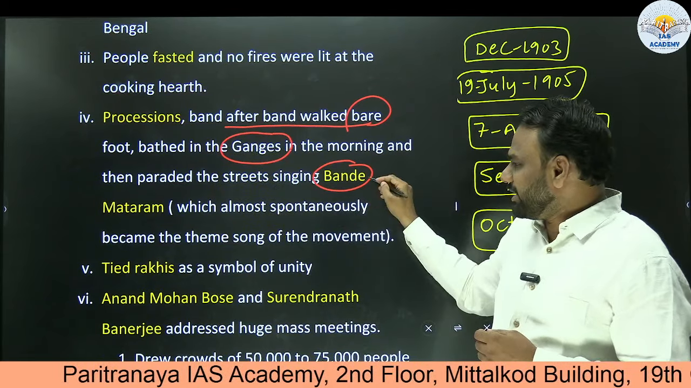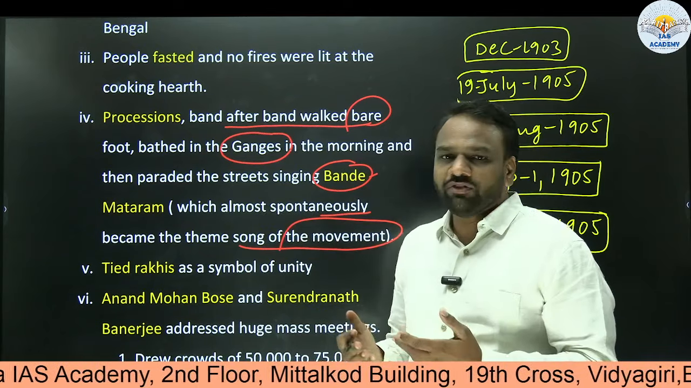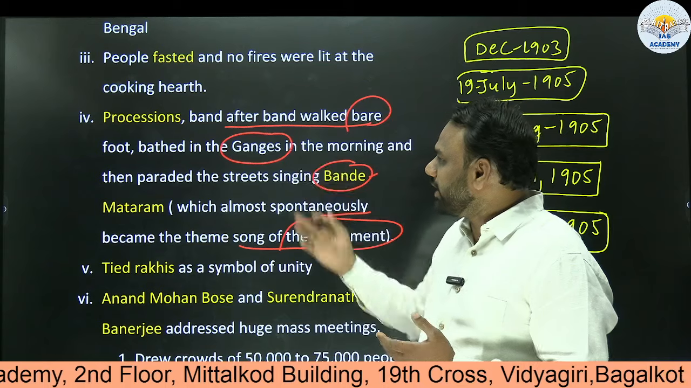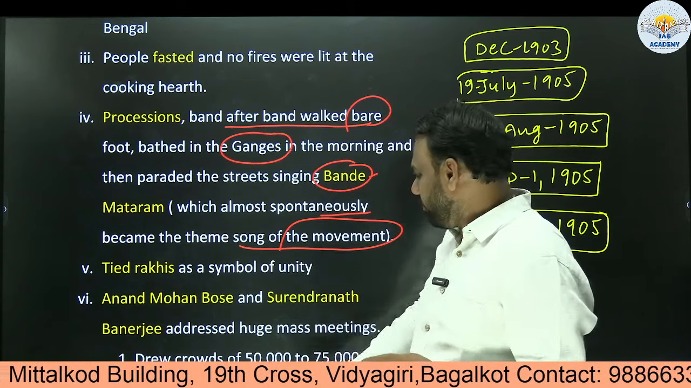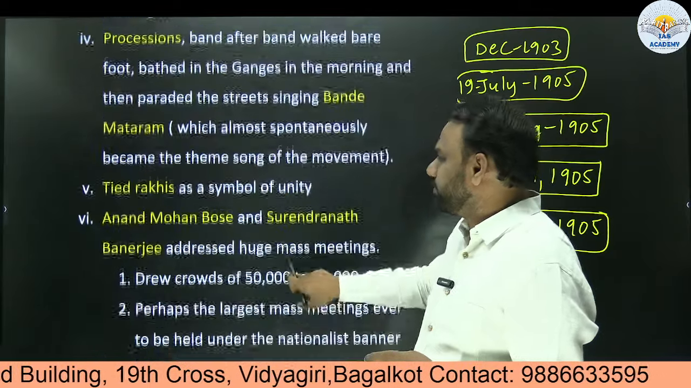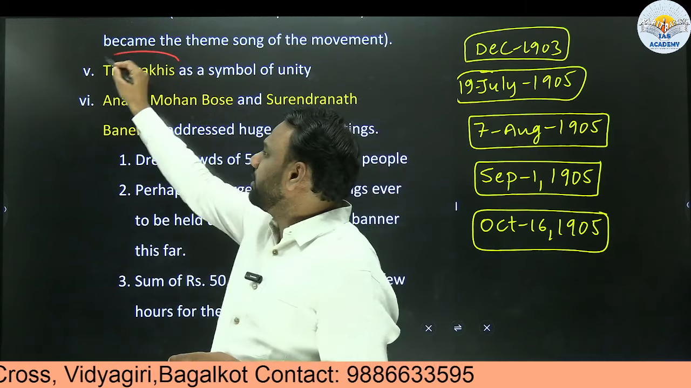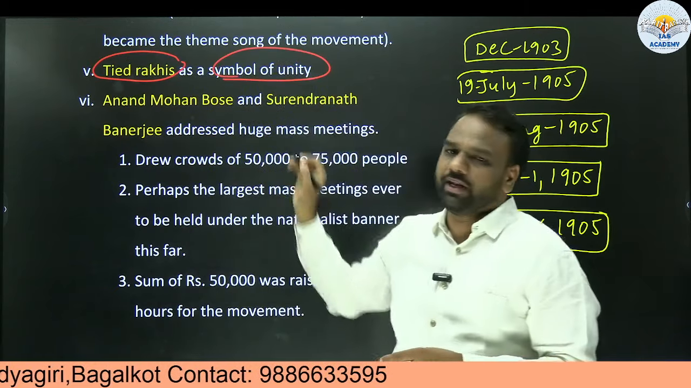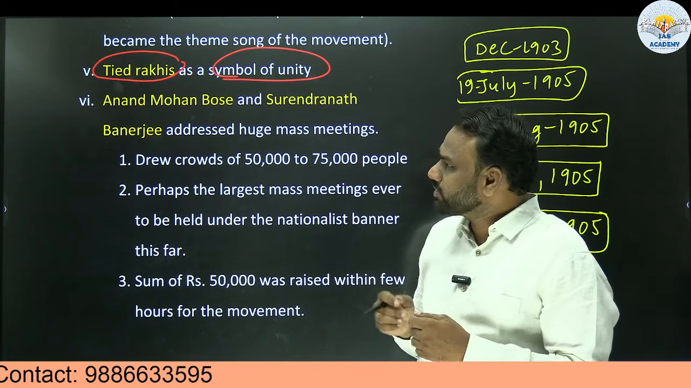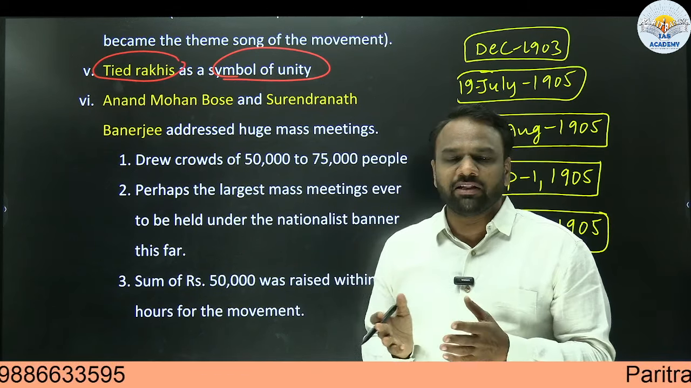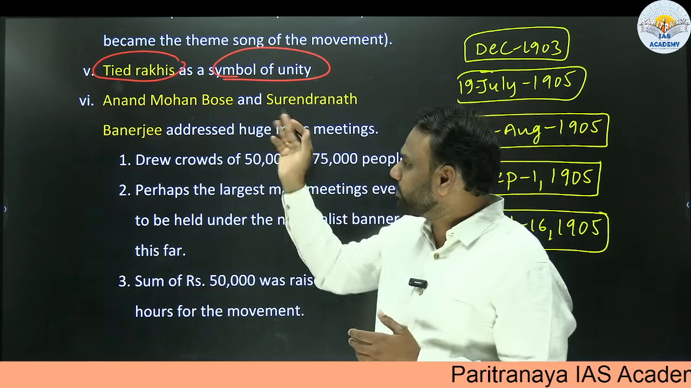Through this Vande Mataram, which almost spontaneously became the theme song of the moment, because of the frequent use of Vande Mataram by different processions, it became a famous theme song of Swadeshi movement. Next, as part of this movement, people even tied Rakis, saying that it's a symbol of unity. Generally Rakis are tied by a sister to a brother. In that fashion, they tied Rakis saying that East Bengal and West Bengal are not separate, they are united. We are one. In order to indicate that unity, people tied Rakis.